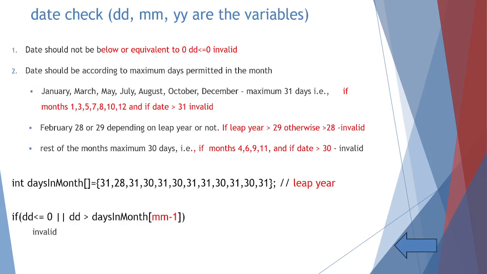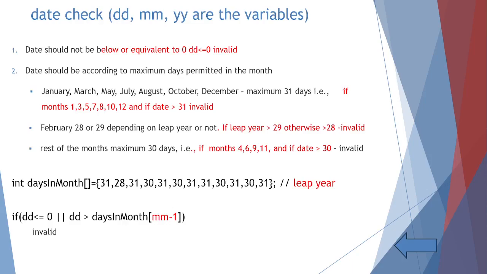Int days in a month. We know January has 31. Then, if not leap year, 28. 31, 30, 31. So we declare an array and simply we can write month -1. Why? Because index starts from 0.